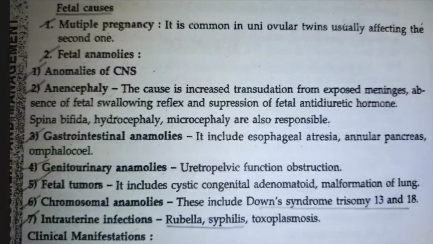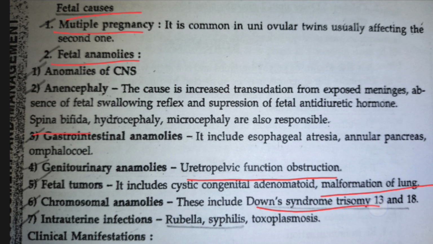Next, in the fetus. The fetal cause is very simple. Multiple pregnancy, more than one baby, that is twins. Generally, amniotic fluid will be increased. If the fetus has any abnormality, then also the amniotic fluid will be increased. A few examples of fetal abnormalities are spina bifida, ureteropelvic junction obstruction, malfunctioning of lungs, Down syndrome, rubella sepsis. These are a few examples of fetal abnormality.